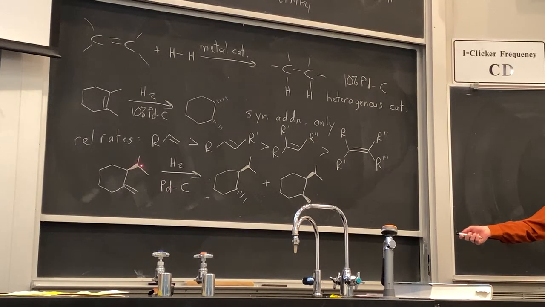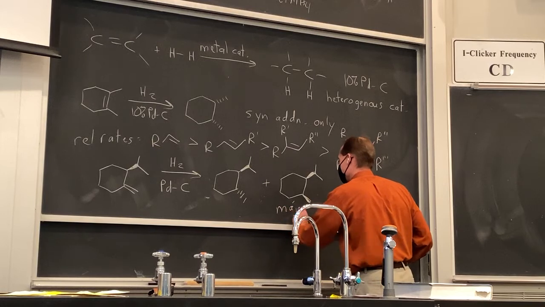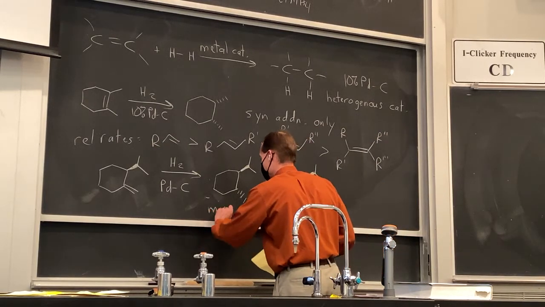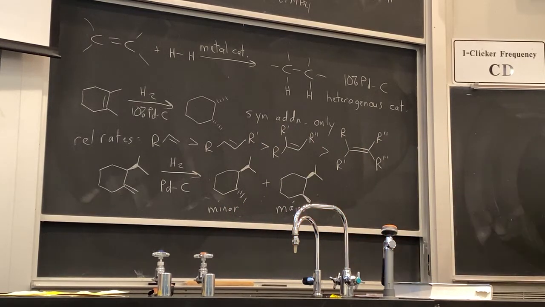In this molecule, the isopropyl group is shielding the top, so the hydrogen will come preferentially from the bottom. It will come faster from the bottom, giving us a major product with our alkyl groups cis to each other, and a minor product with our alkyl groups trans to each other. Okay? Yes? We attached one hydrogen to this carbon and one hydrogen to that carbon. So we end up with a CH3 and a CH.